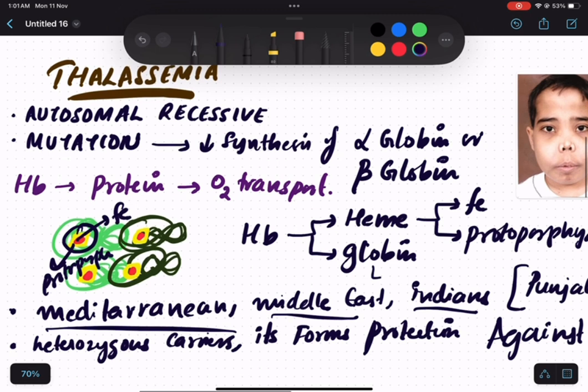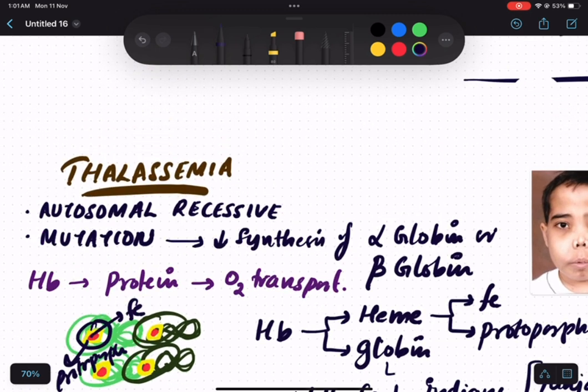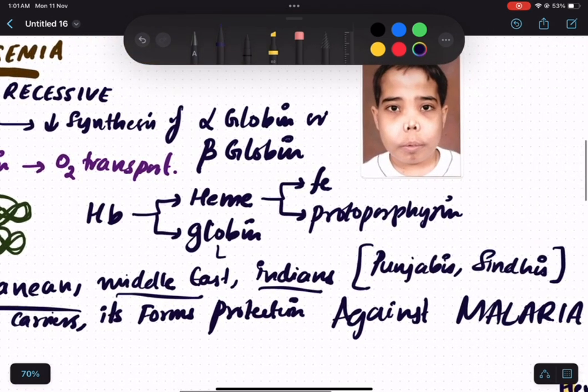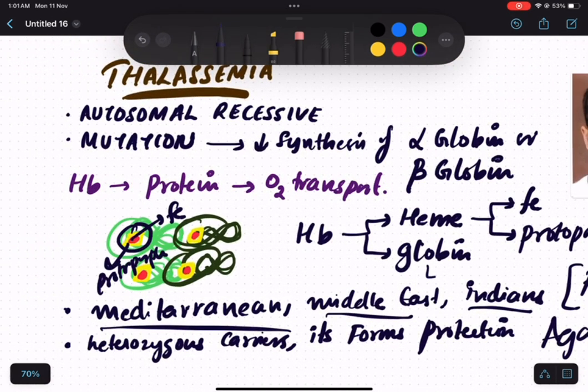And as the name suggests, thalassemia is most commonly seen in people from the Mediterranean, Middle East and Indians. It's autosomal recessive. The mutations which lead to decreases of the alpha globin or the beta globin are known as thalassemia. As we know, Hb, that is hemoglobin, is a protein which helps in oxygen transport. If any disorder affects this hemoglobin, the transport of oxygen is also affected, which leads to tissue hypoxia, and it can also lead to death. So the most common region is around the Mediterranean Sea.